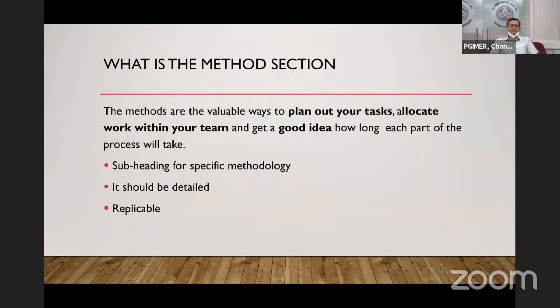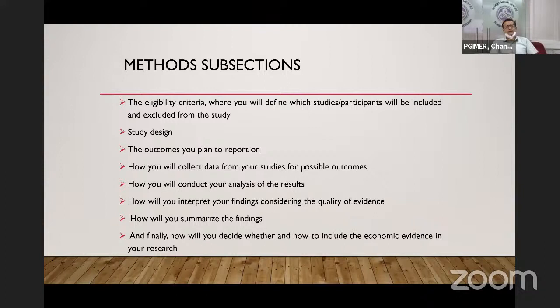And then the method section is taken after doing your review of literature. Then you have to plan how you will be doing your study, which will be under different subheadings, and it should be detailed and replicable. The method subsection should include the eligibility criteria, where you will define which participants of which age group or which settings will be included in the study and whom you will exclude.